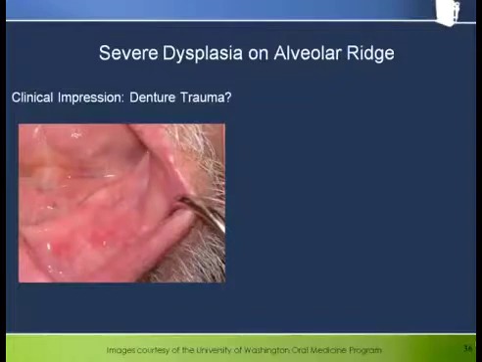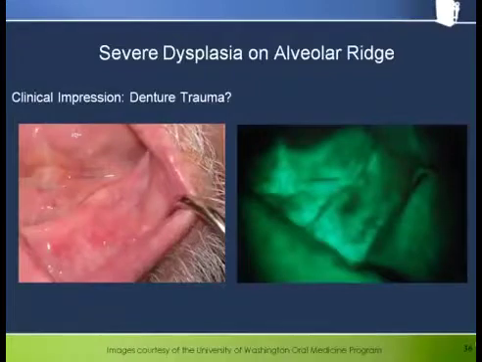This is a clinical presentation that might present in a typical GP's office, and might on cursory examination be considered an example of denture trauma. Under white light, areas of erythema, redness in the vestibule, and hyperkeratosis on the alveolar ridge are evident. Under fluorescence, the hyperkeratotic area on the alveolar ridge demands our attention with an intense loss of fluorescence.